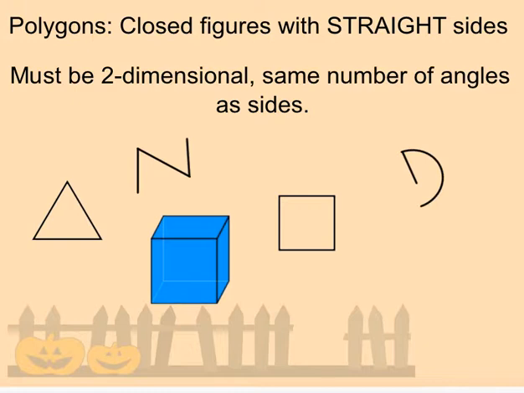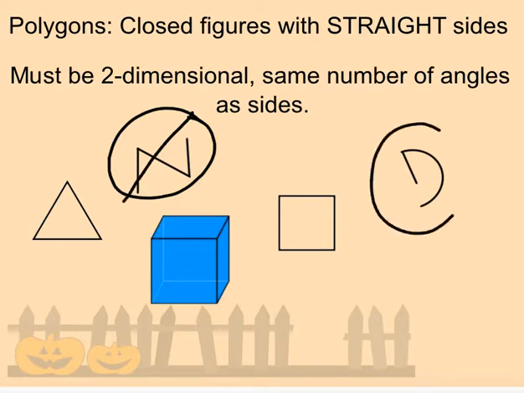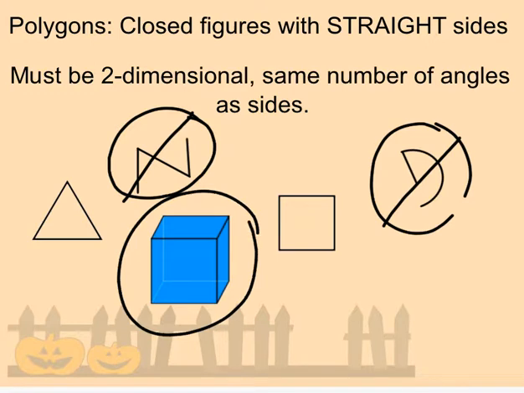So if we look at some of these, are these polygons or not? Let's start with one right here. The problem with this one is that, although it has straight sides and it's two-dimensional, it is not a closed figure. And the same with this one. It's not a closed figure, but it also fails because it has curved sides rather than straight sides. And lastly, this cube. Although it has straight sides and it's closed, it's three-dimensional and not two-dimensional, so it's also not a polygon. Our triangle and our square, though, those fit the description.